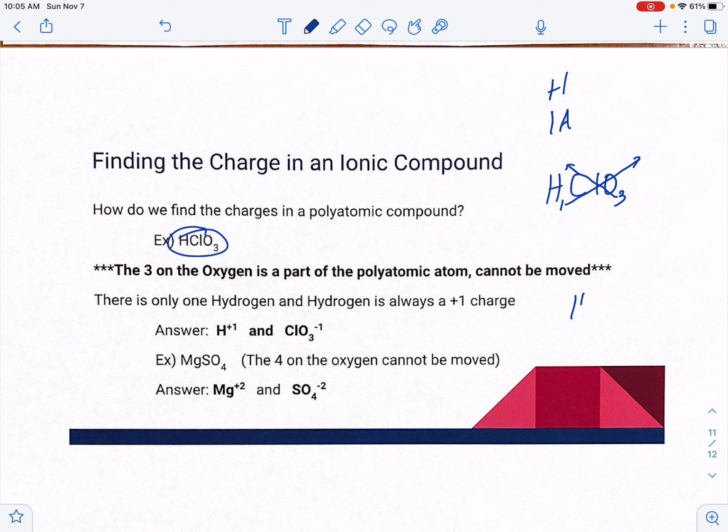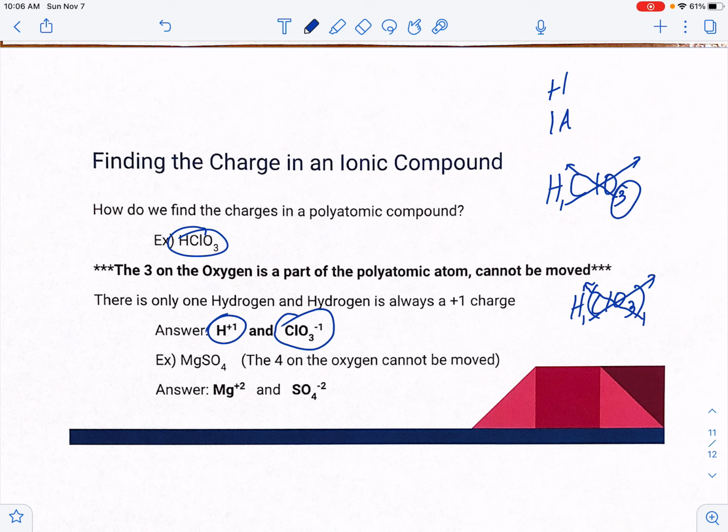Now, it's all about how you look at this. If you put this chlorate in parentheses, that means there's only 1 of them. So I have 1 hydrogen and 1 chlorate. The reverse crisscross method still works, but just make sure you do not touch that 3 on the chlorate. I technically have only 1 chlorate, so you can take that 1 up to the hydrogen and take the 1 from the hydrogen up to the chlorate, and that would be correct. So hydrogen has a charge of plus 1 and chlorate has a charge of minus 1.